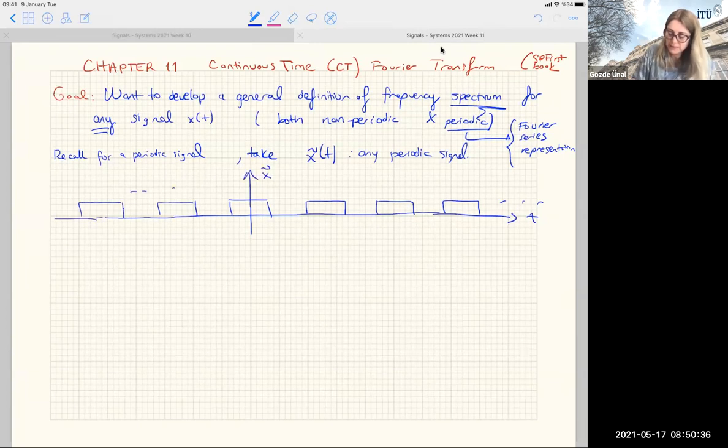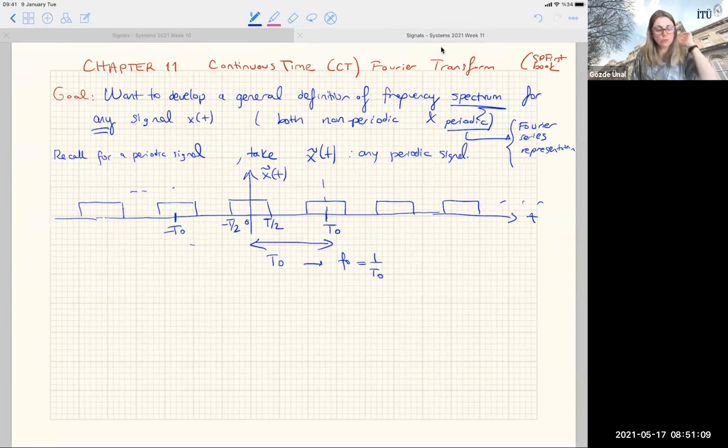This is x tilde of t, and in this case, obviously, this is the fundamental period T0, since it's repeating itself every T0. From this T0, I have a fundamental frequency. Here, just for illustration, this square wave is non-zero between minus T/2 and T/2, and let's say it has amplitude 1.